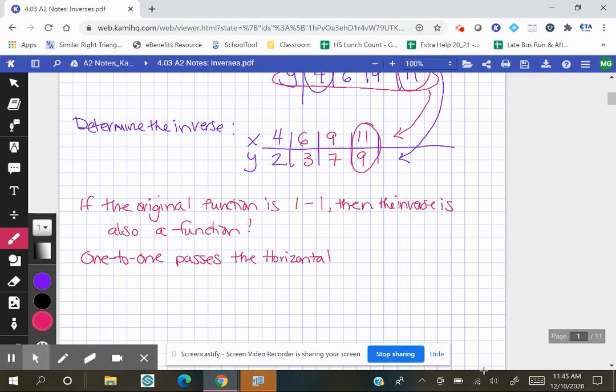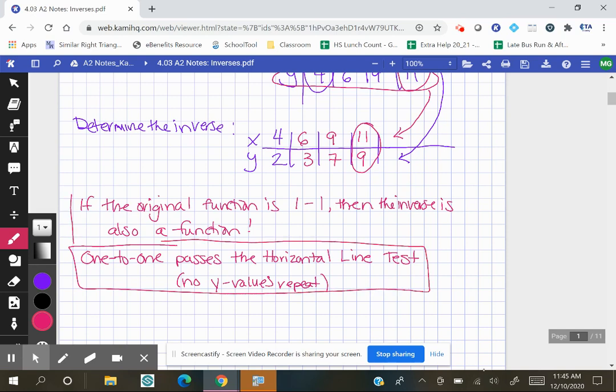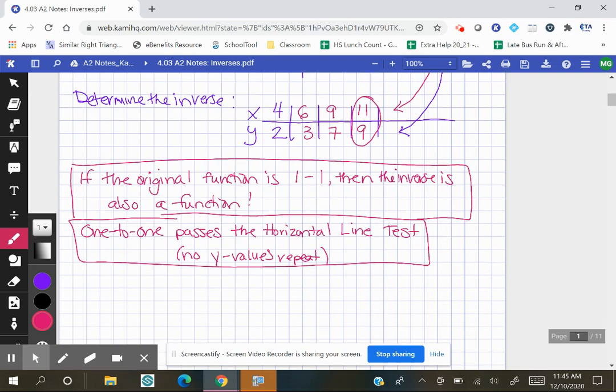So we say for a function, each x has exactly one y. For 1-to-1, we say each y has exactly one x. So you shouldn't have any y values repeat. So 1-to-1 passes the horizontal line test. If the original function is 1-to-1, then the inverse is also a function.